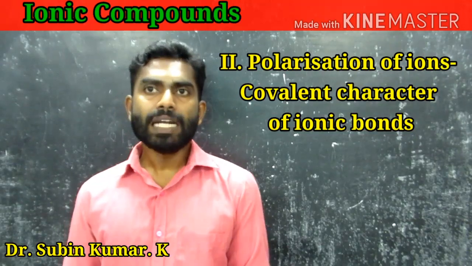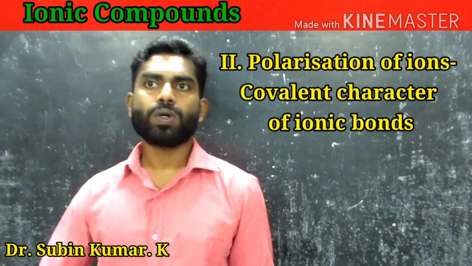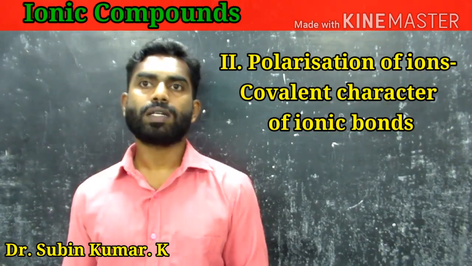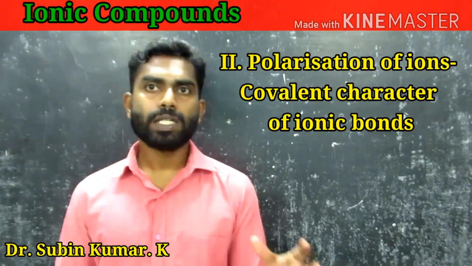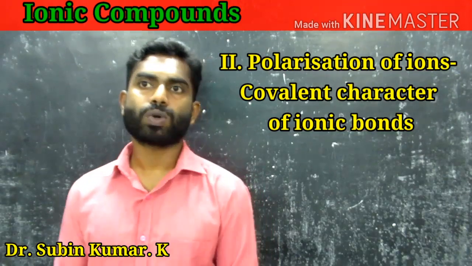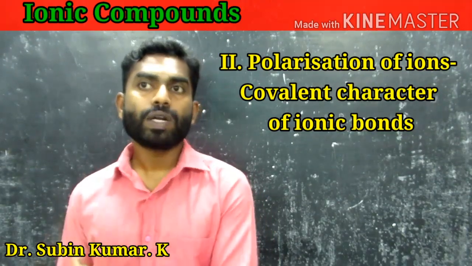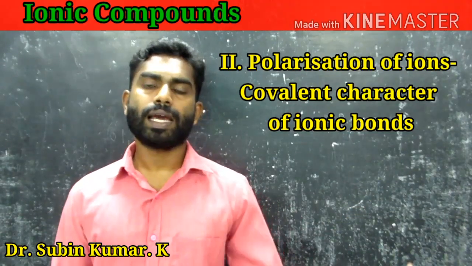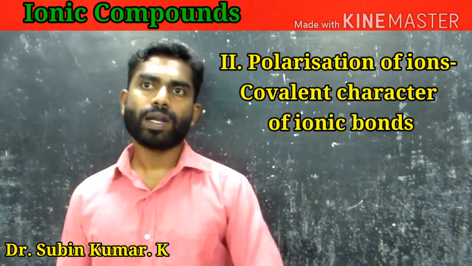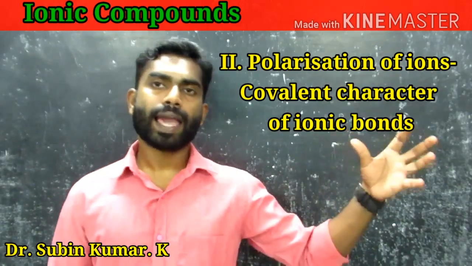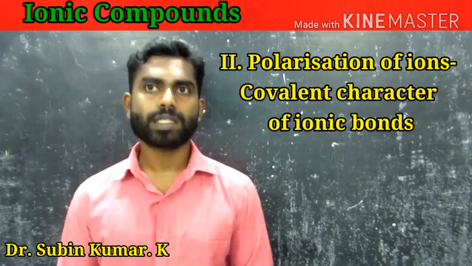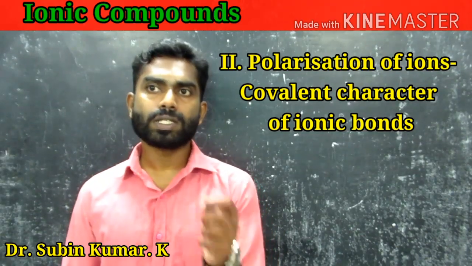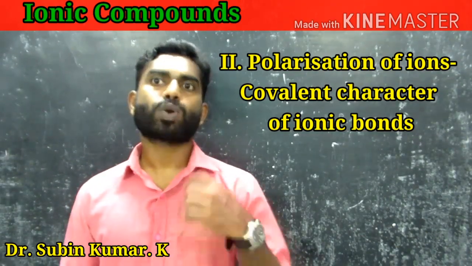The ability of a cation to distort the electron cloud of a nearby anion is called its polarizing power. If a cation distorts the electron cloud of an anion, that capacity is its polarizing power. The polarizing power of a cation depends on its size, charge and electronic configuration.